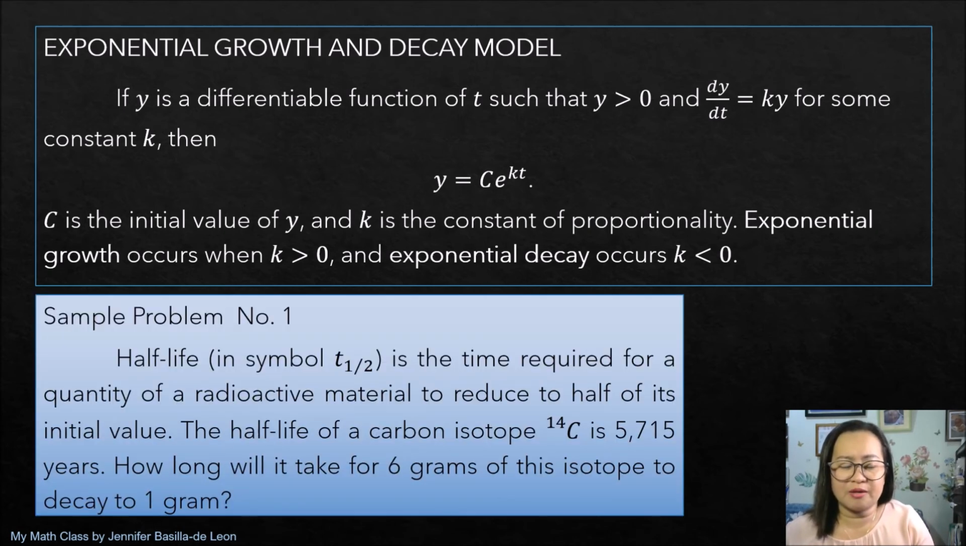Below is an example of a problem involving exponential growth and decay. So let's try. We have: the half-life, t sub 1/2, is the time required for a quantity of a radioactive material to reduce to half of its initial value. The half-life of a carbon isotope, carbon-13, is 5,715 years. How long will it take for 6 grams of this isotope to decay to 1 gram?